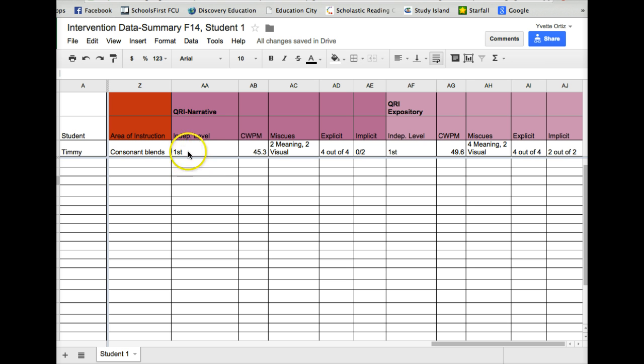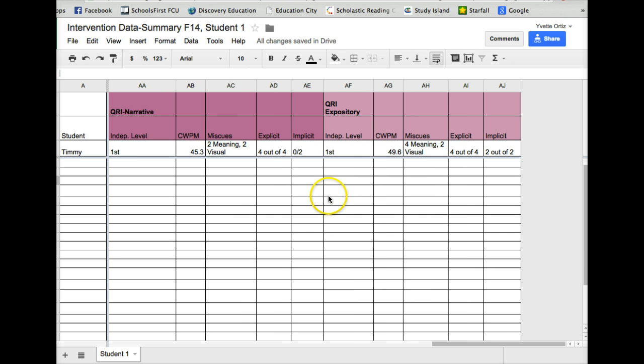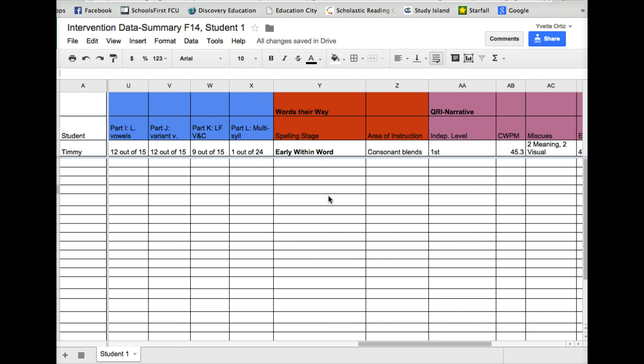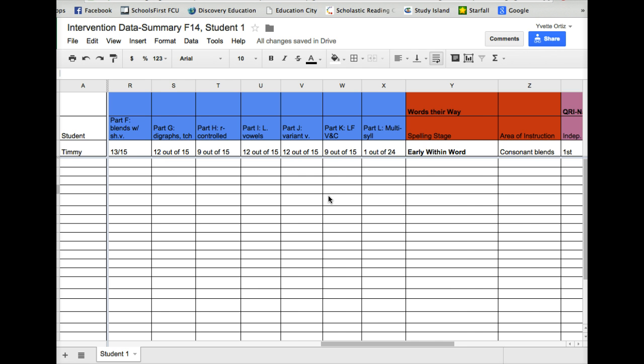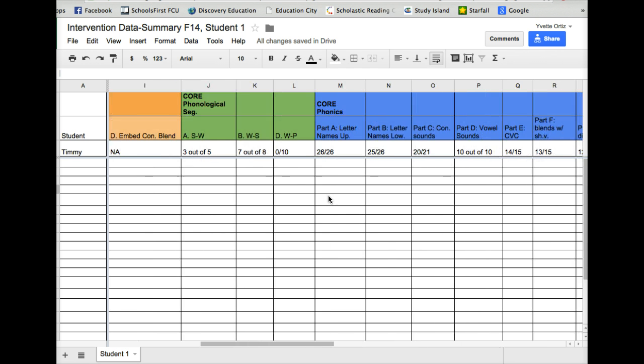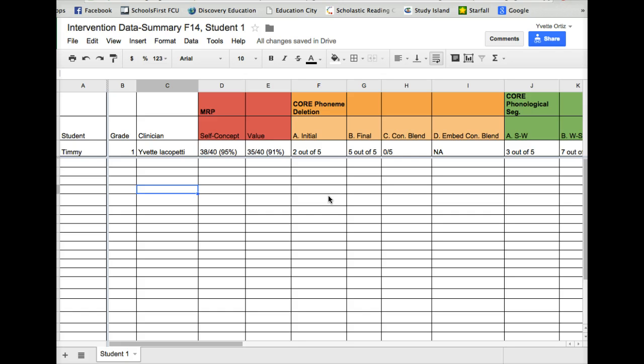So independent level here, and then you're going to put, this means correct words per minute, their miscues, their comprehension questions, explicit, implicit, and then you're done. Like I said, this will save automatically, and all you have to do when you're done is close up and then you're finished with your participation activity. There's really not that much to it. Just make sure that you are inputting your data accurately. All right, and you can go ahead and get started on that.